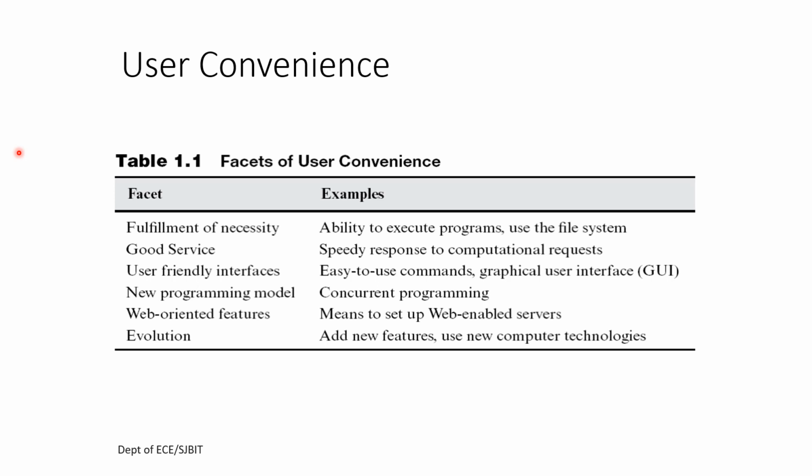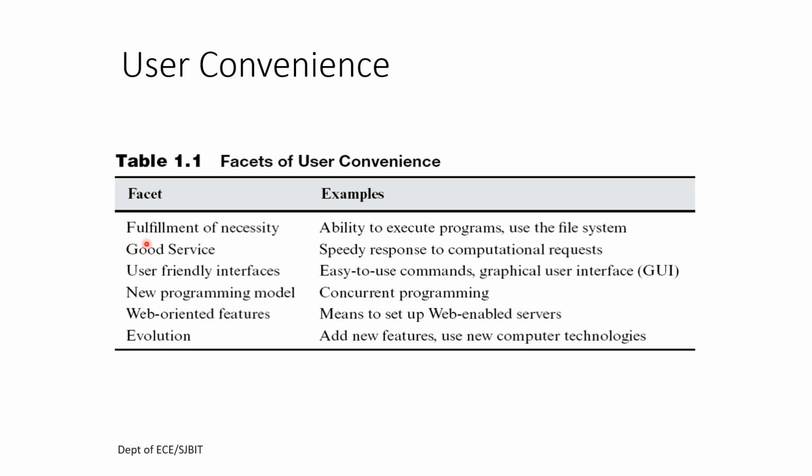User convenience has many facets: fulfillment of necessity, good service, user-friendly interface, new programming model, and web-oriented features and evaluation. These are the factors of user convenience. Now we'll see examples of these facets.